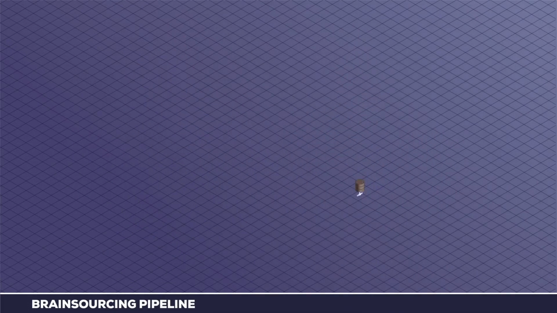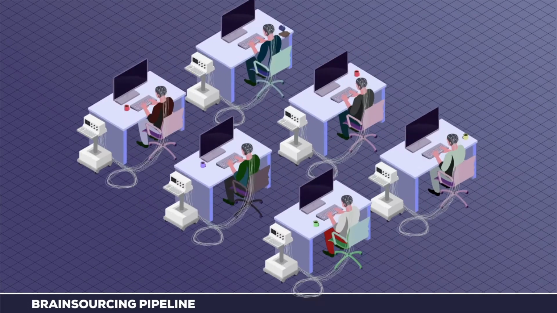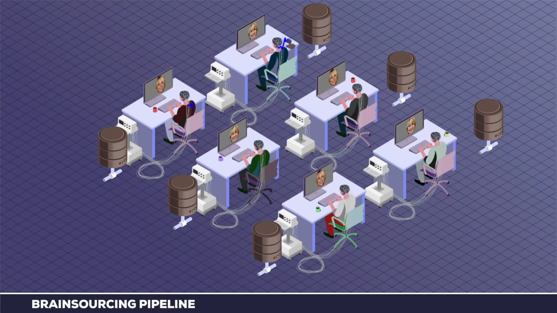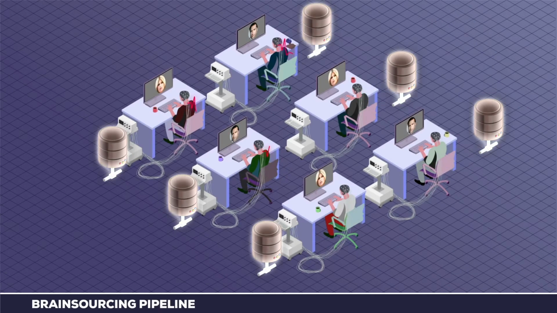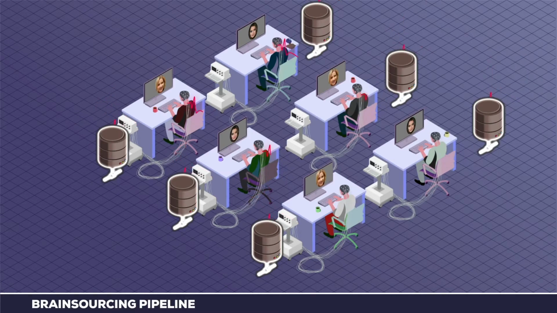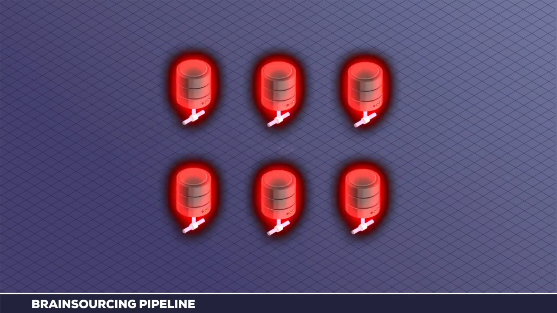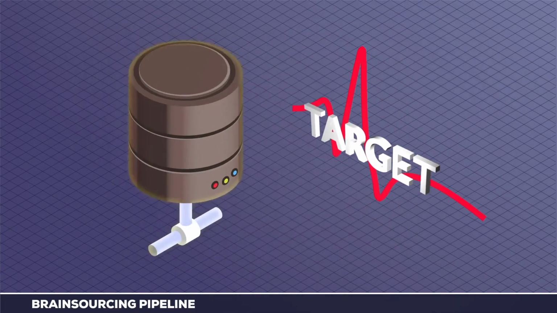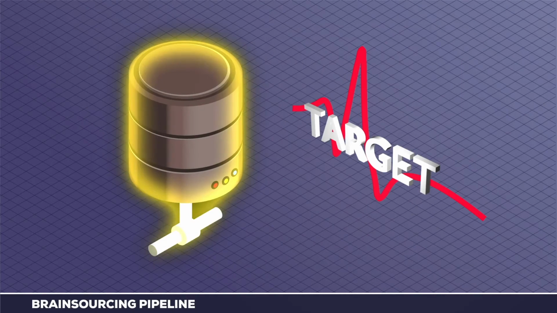But remember, we're conducting brain sourcing here, so we need to repeat this procedure for multiple individuals. By training models for other brain sourcing workers and combining many predictions for the same stimulus, we can classify images with higher accuracy than any individual model.